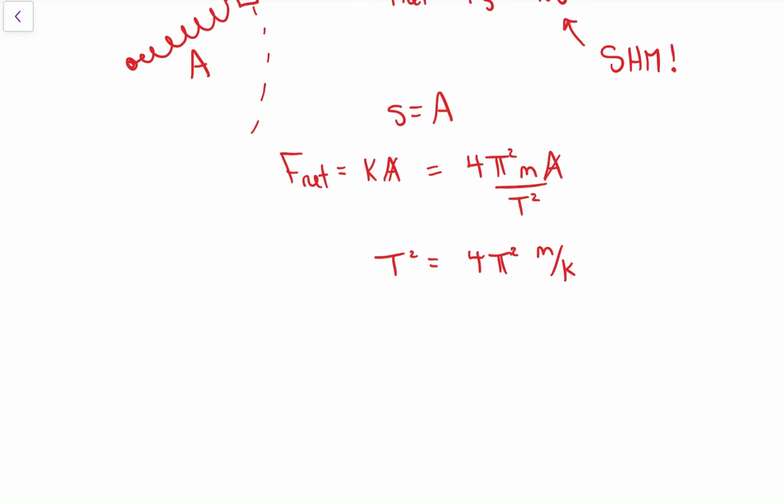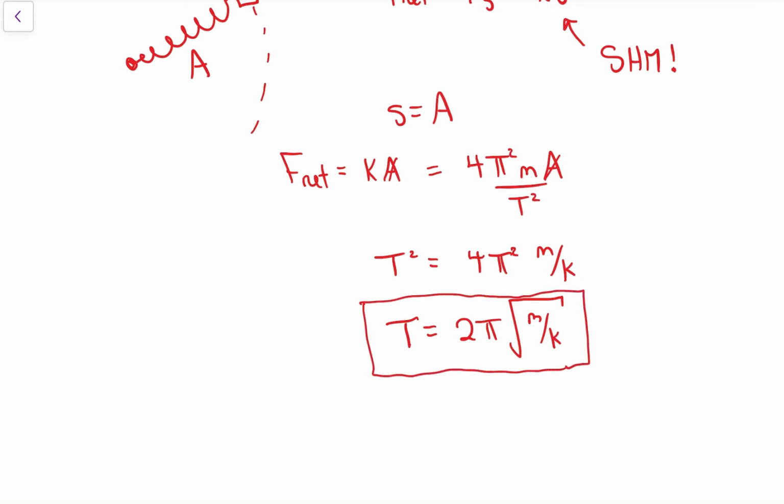To clean it up a little bit more, if I want to get t all by itself, I need to take the square root of both sides. The square root of 4 is 2. The square root of pi squared is pi. The square root of m over k, well, I can't do anything with it. It stays the square root of m over k.